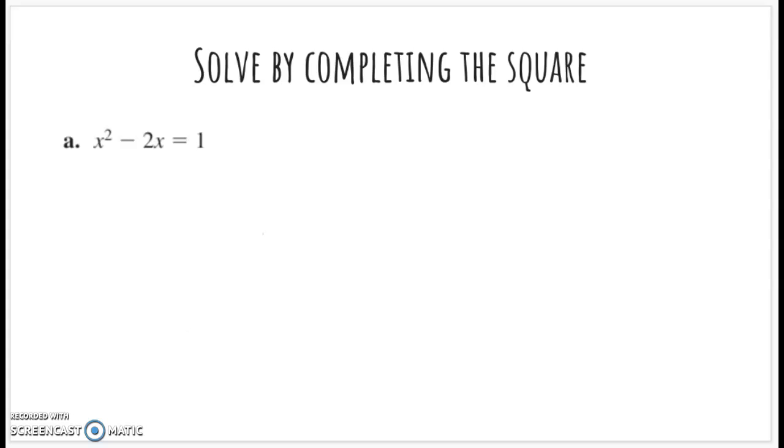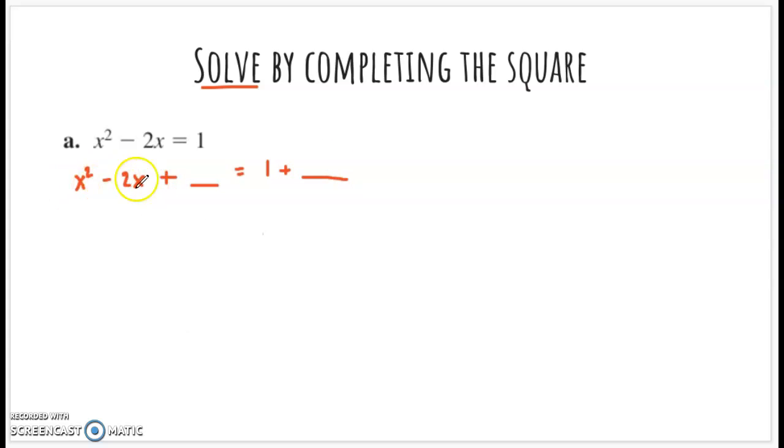All right, so let's take a look at what this process looks like if we're just doing the algebra. So I've got x squared minus 2x equals 1. I want to solve it by completing the square. So one strategy that may help is remembering you have to make a perfect square trinomial. In order to make that perfect square trinomial, you have to add a number. And anything you do to one side of your equal sign, you have to do the exact same thing to the opposite side of your equal sign.